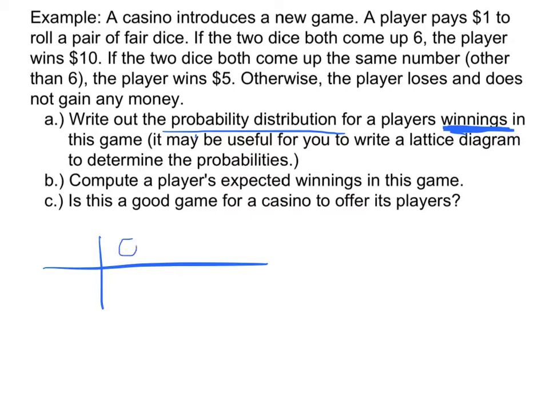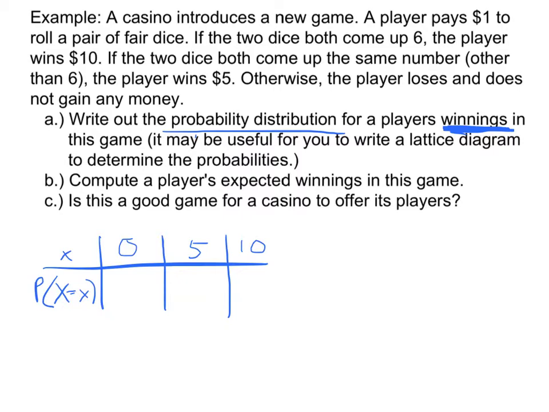You can win nothing, which is hardly winning, but whatever. You can end up with zero. Your winnings can be zero. You can win $5, and you can win $10. And maybe that's the thing I want you to understand: we need to write a probability distribution, so we want to start with what we know. We want to write the winnings on the top. The next thing I need to do is figure out what the probabilities of those three things are. And I wrote here that it may be useful to write a lattice diagram for that. I would really recommend you pause the video right now and figure out what is the probability of winning nothing, what's the probability of winning $5, what's the probability of winning $10. So pause and figure that out.